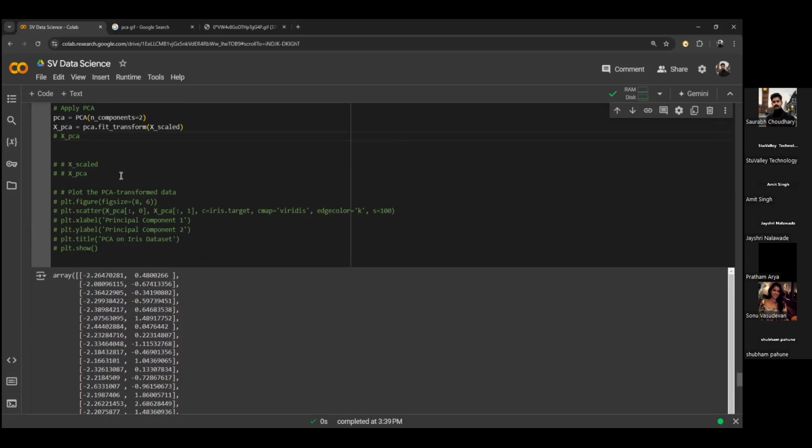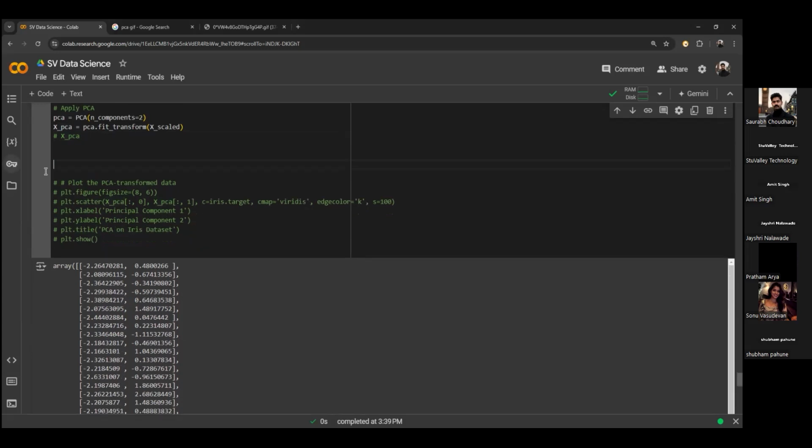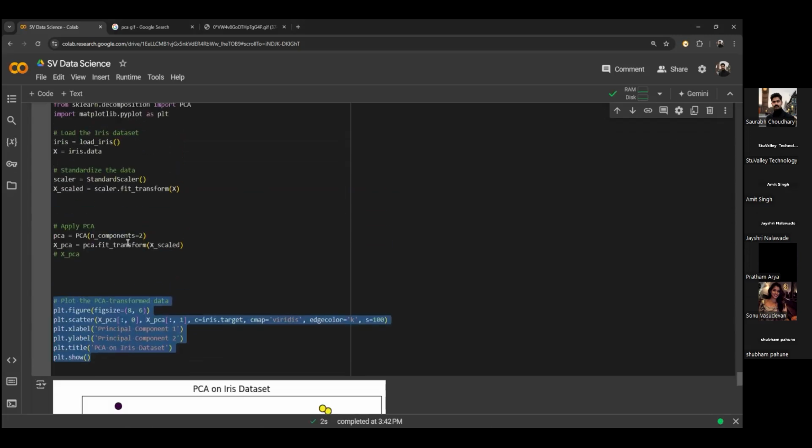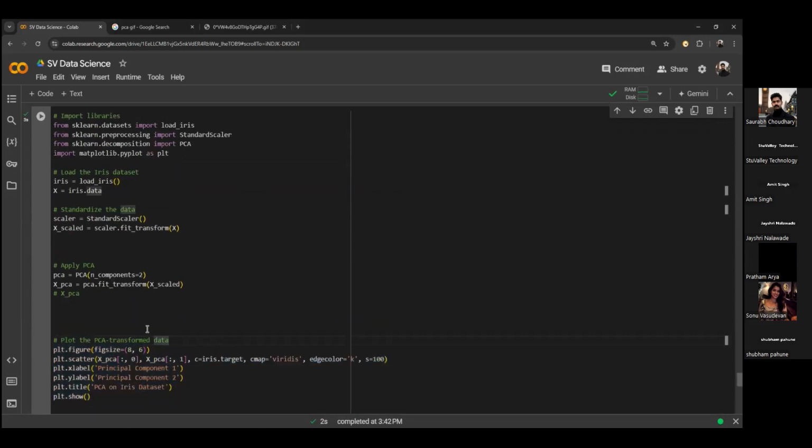Okay, so X scaled PCA, you have seen everything. Now it's time to make the graph. But what graph are we making? First, plt.figure. First of all, we are making our canvas 8 by 6, meaning a big graph, and we are making a scatter plot.